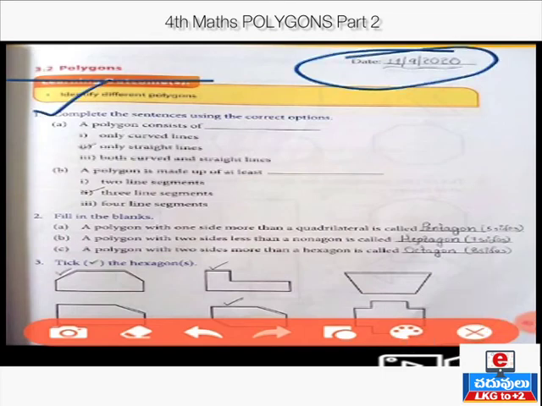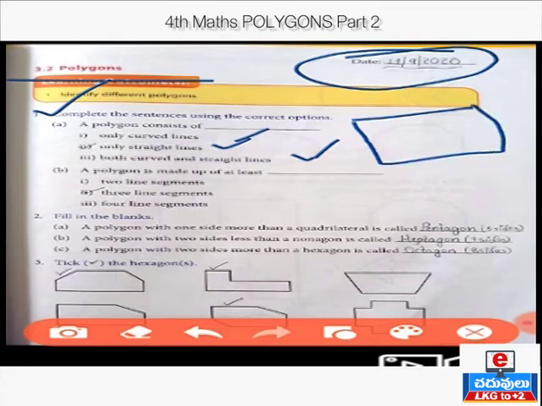After the first question, complete the sentence using the correct option. First one: a polygon consists of only curved lines, only straight lines, or both curved and straight lines. What is a polygon? Already I told you: it has only straight lines. First option is wrong. Third option is also wrong. Only the second option is correct.